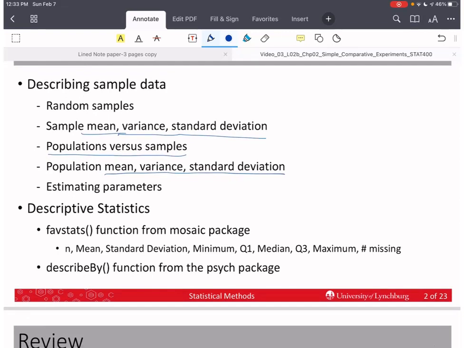We also discussed and showed some descriptive statistics, which is one of the first steps we should do in statistical analysis. Specifically in R, we talked about the favstats function from the Mosaic package, and it calculates these quantities here. We also discussed the describe by function from the psych package. It calculates everything except for Q1 and Q3 from above, and then it adds on skewness, kurtosis, the trimmed mean, and the standard error as well.